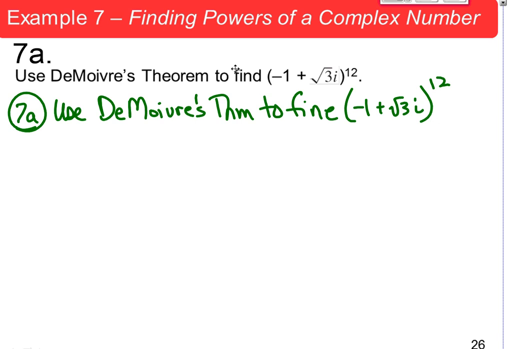And I'm going to give you a two-part directive. This is two parts. Part 1 is to convert into trigonometric form.